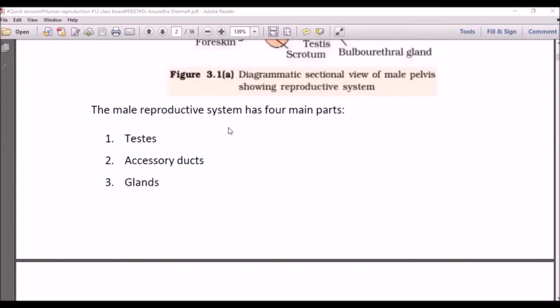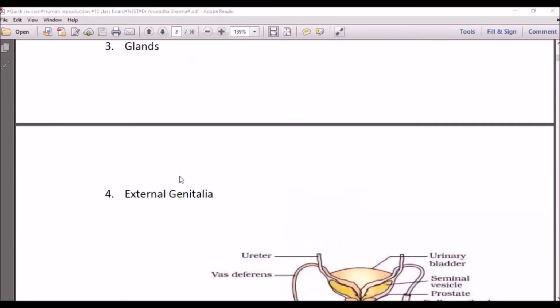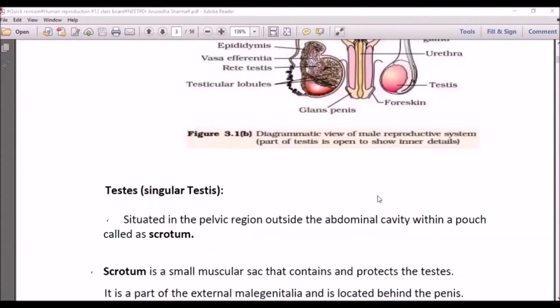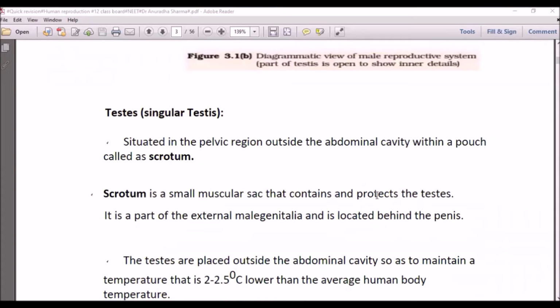So the male reproductive system has 4 main parts. First is testes, second is accessory ducts, third is glands, and fourth is external genitalia. This is the diagrammatic view of male reproductive system, which is showing different parts like ureter, seminal vesicle. One pair of testes is there. This is epididymis, this is rete testis, and bulbourethral glands. So every part has a specific function in fertilization. Now we will study each and every part in detail.